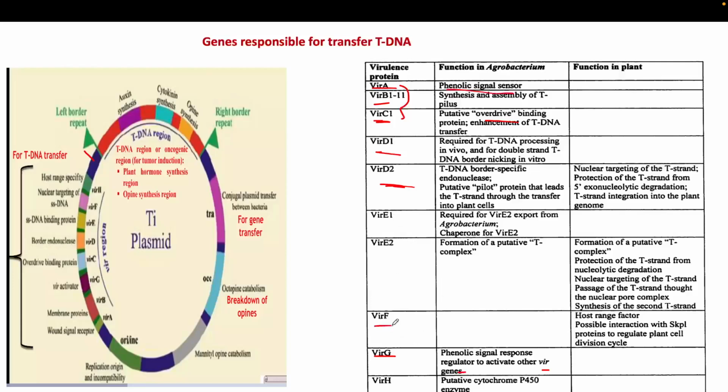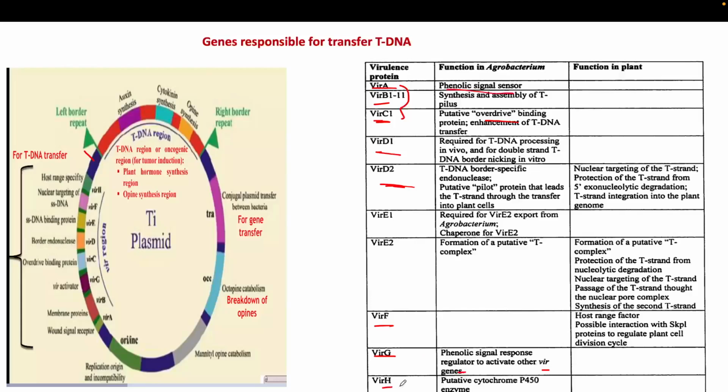Then you are having the vir F, which is not having any kind of function in the agrobacterium, but in the plant cell this gene will decide what type of plant it transfers, and it will interact with the SKPL, which is a kind of transcription factor, and it regulates the cell division of the plant cell. So the next one is the VIRG, which is responsible for the activation of other VIR genes.